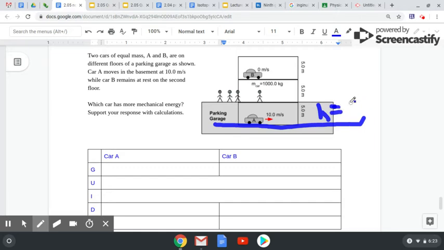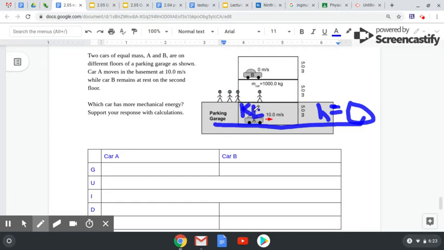This thing just takes too long, my friends. Okay, that's a big O, 0. So that's where h equals 0. So this car down here is not going to have any GPE because it's at our height of 0, but it is moving, so it's going to have KE.